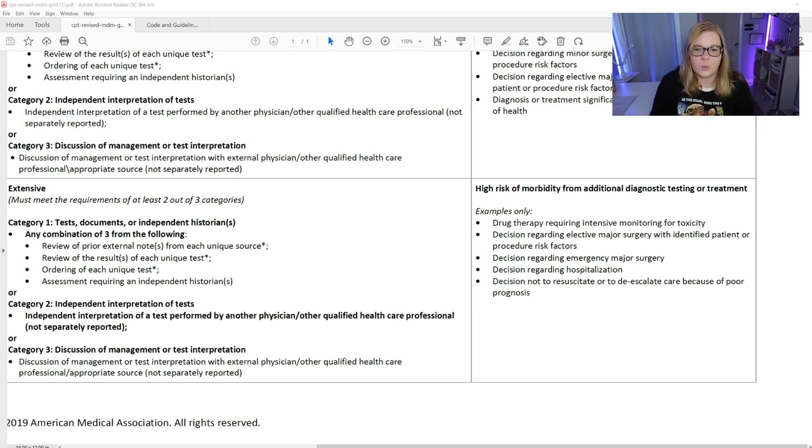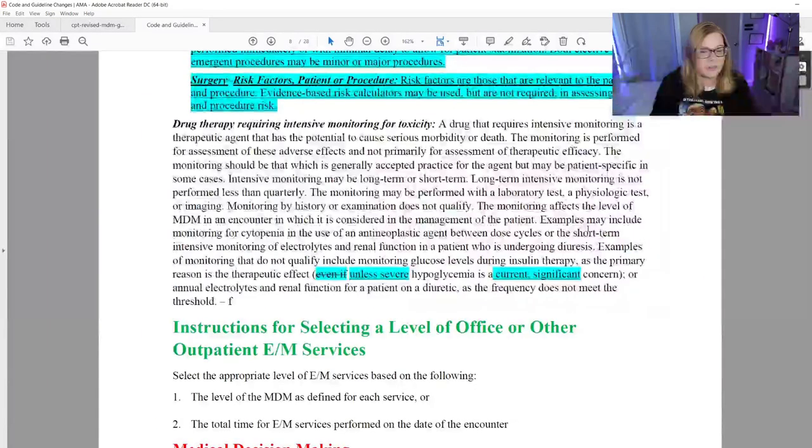Some examples would be drug therapy requiring intensive monitoring for toxicity, and that is defined in the guidelines that the AMA gave us. It says a drug that requires intensive monitoring is a therapeutic agent that has the potential to cause serious morbidity or death. The monitoring is performed for assessment of these adverse effects and not primarily for the assessment of therapeutic efficacy. So not just checking to make sure that the medication is working, but to make sure that they're not having any toxic or adverse side effects.